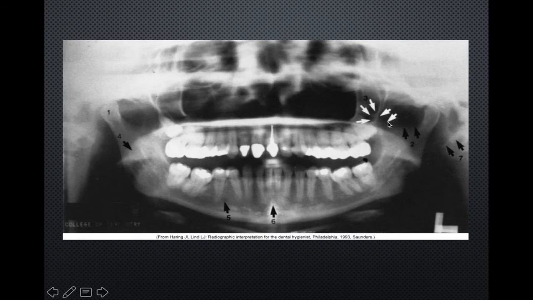So again, not every panoramic we're going to see every single anatomical landmark. That can be for a number of reasons. It can be the density, it can be the technique, it can be the type of imaging. So it always varies in what kind of landmarks you can see.